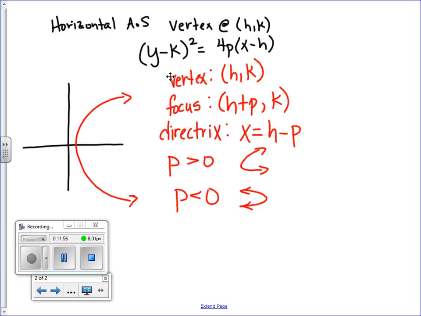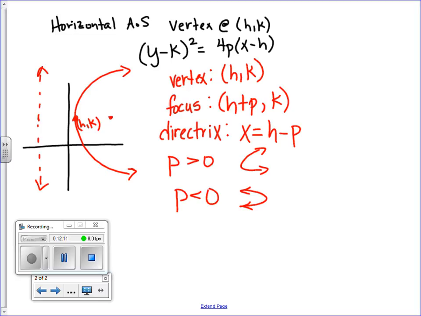I don't like where that is. I like that better. All right, there's my vertex at H, K. So what's the distance from here to here? That distance has a name. What's that distance? Yeah, it's P. From here to here is P units. I don't know what that is, but that's how far it is. So that's H plus P, comma K.